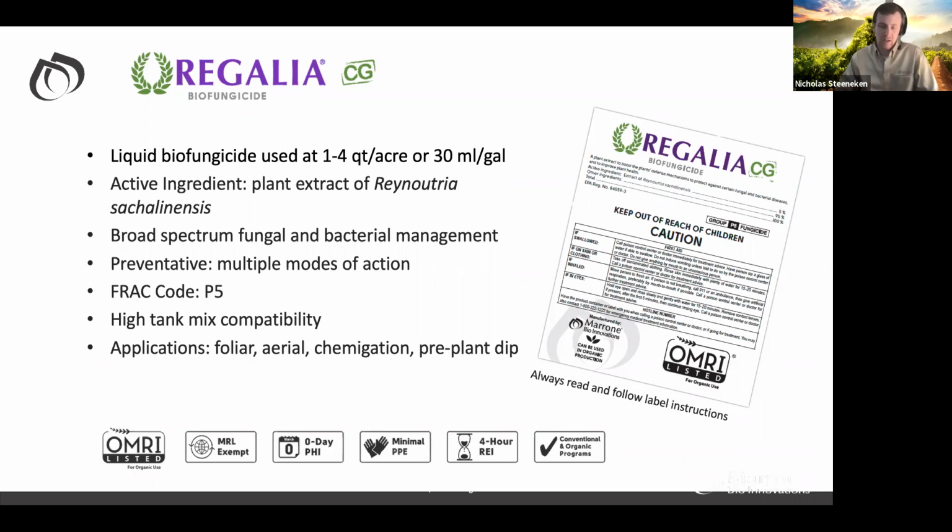For flowering plants, you can use it for foliar applications, aerial applications, chemigation, and pre-plant dip. A lot of growers that I've talked to really see a lot of benefits with using it during transplant or right after transplant, watering it in with transplant.